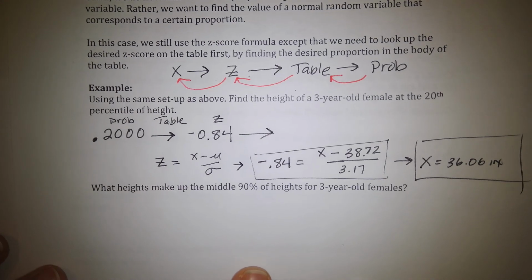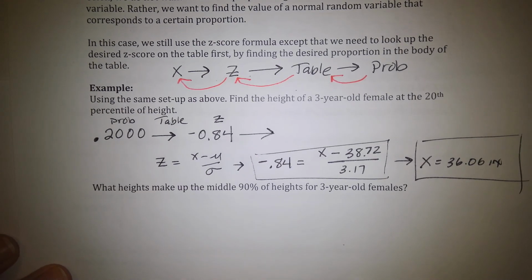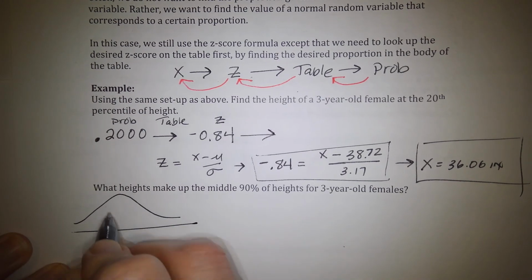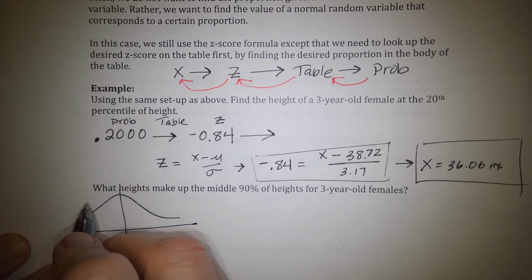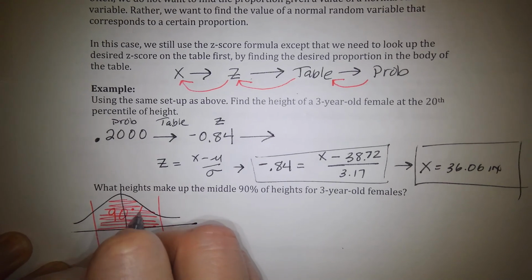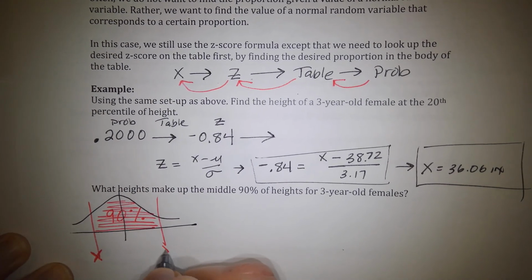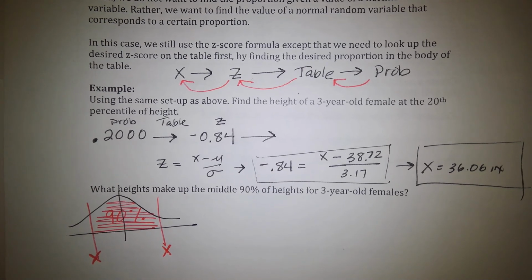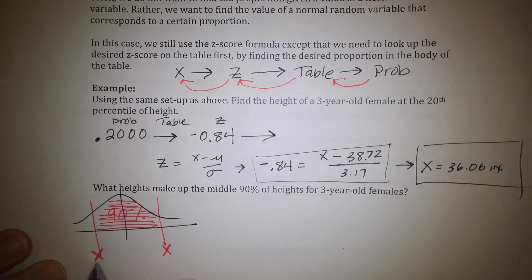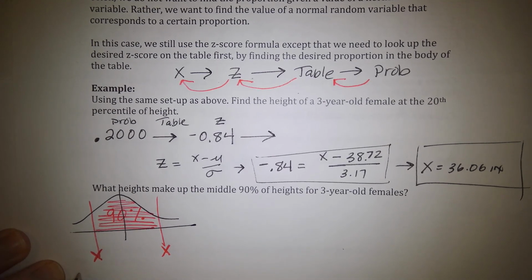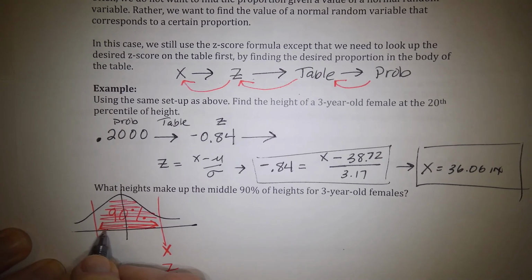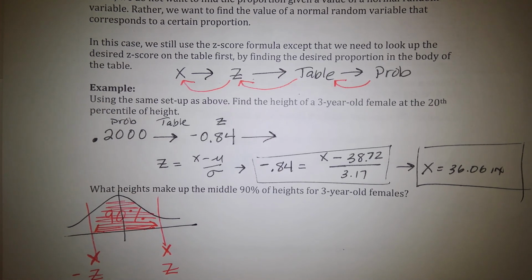So if I asked you for the last question, what heights make up the middle 90% of the heights for 33-year-old females? If I'm looking at a graph right here, I'm looking for the middle 90%. This is 90% in here. And I'm looking for what these two values are that make up the middle 90% of the graph. So I know that these two z values will be the same value. One will just be negative and one will just be positive because they're going to be the same distance from the mean.